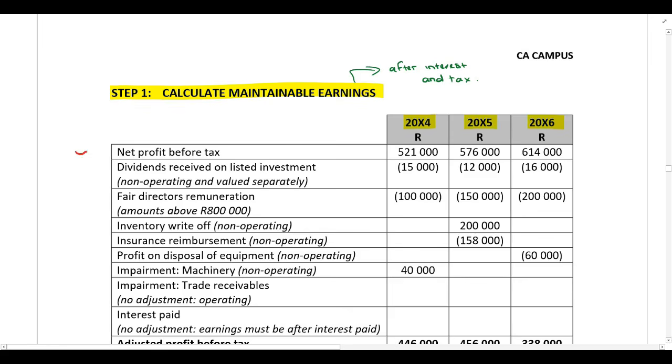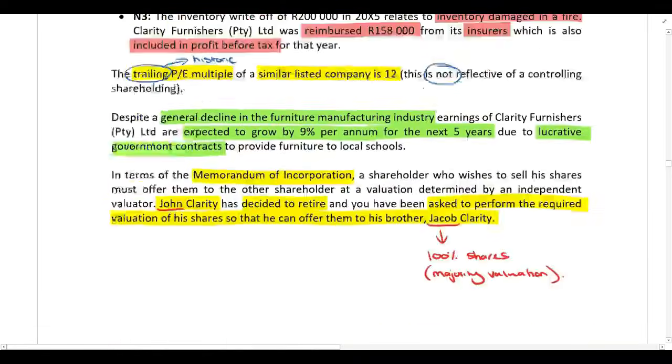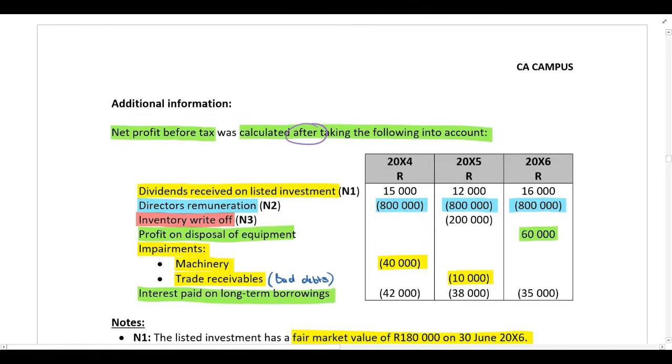Now we are going to start our calculation with net profit before tax. My logic behind starting with net profit before tax is I was told all of these items are sitting in net profit before tax. So I'm now going to go through these items again and see if I need to make adjustments in order to calculate my maintainable earnings.